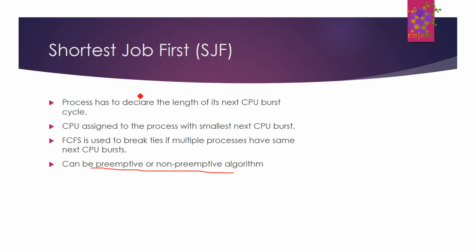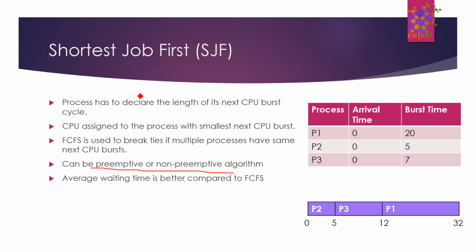If it's non-preemptive, then the running job is not interrupted. Shortest job first will only compare the waiting jobs' next burst cycles. And as you might have already guessed, the average waiting time here is better compared to FCFS. So let's see an example. In fact, it's a similar example.